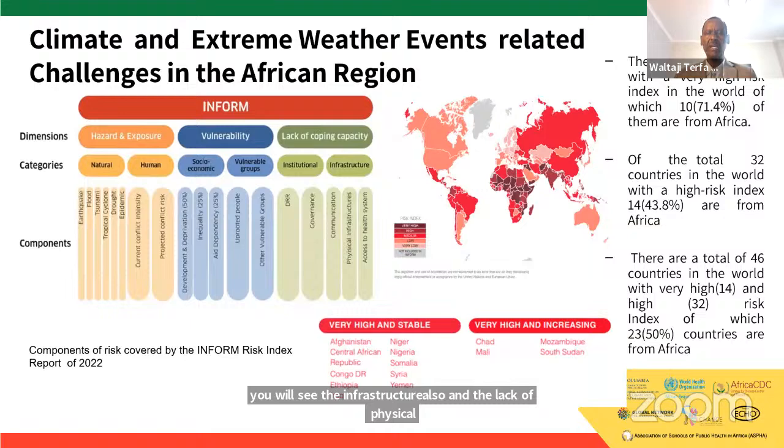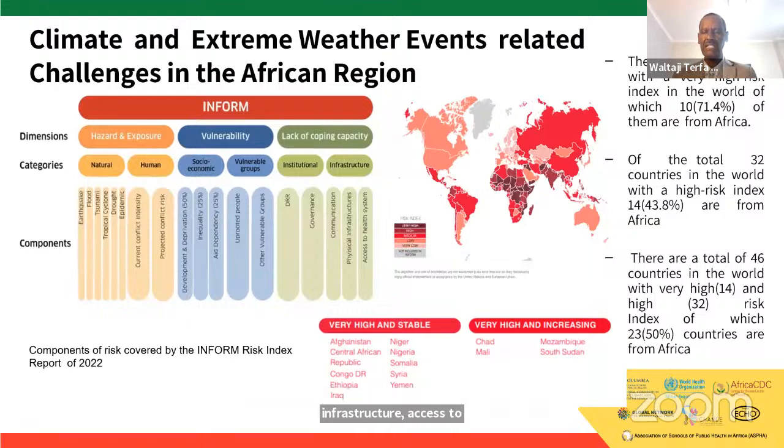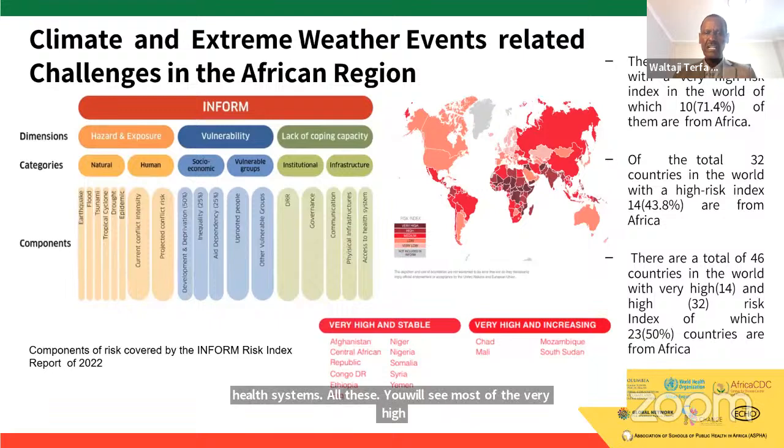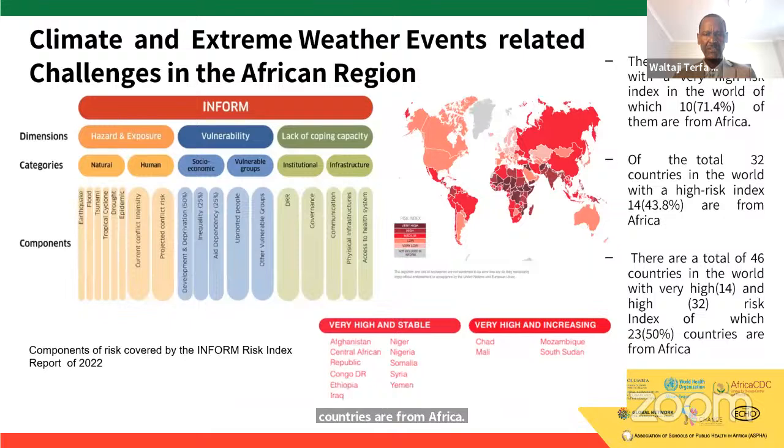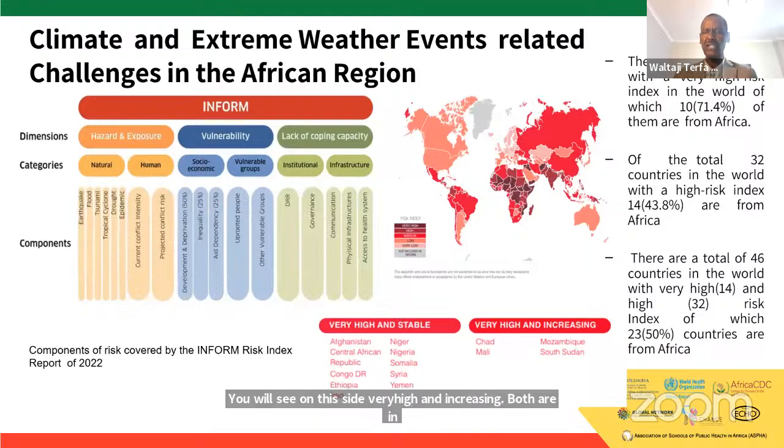So you will see most of the very high and high countries are from Africa. You will see the very high and stable, and then on this slide very high and increasing. Both of those, very high and increasing, are in Africa. Among the 14 countries, only 4 are outside of the African continent.